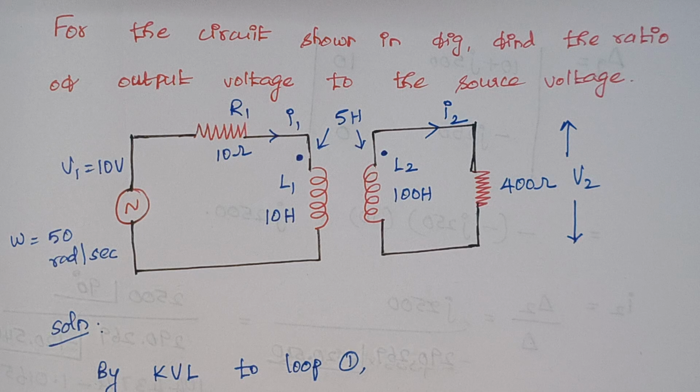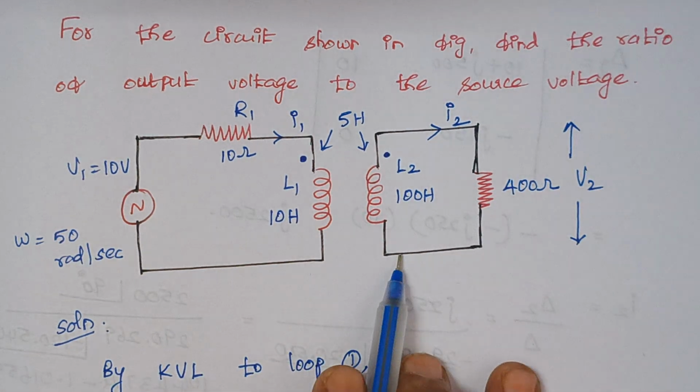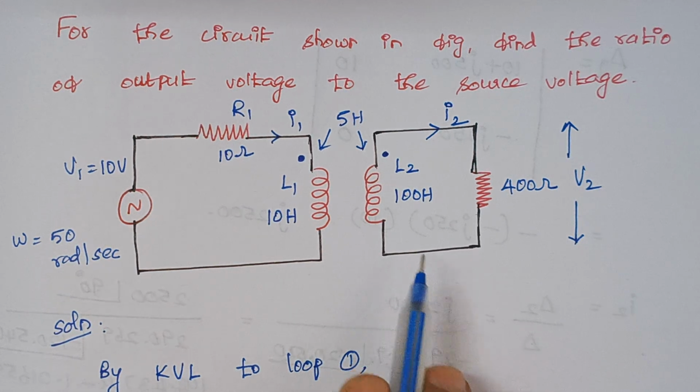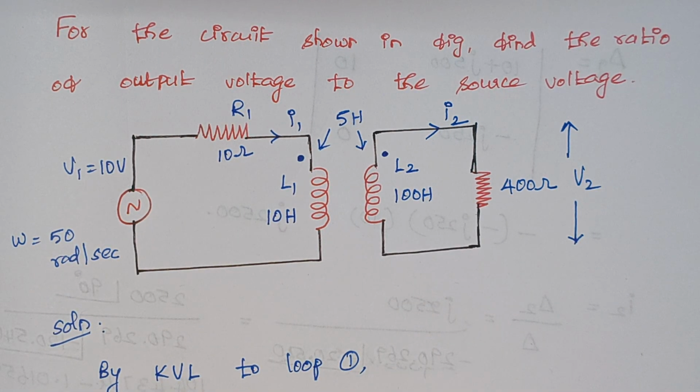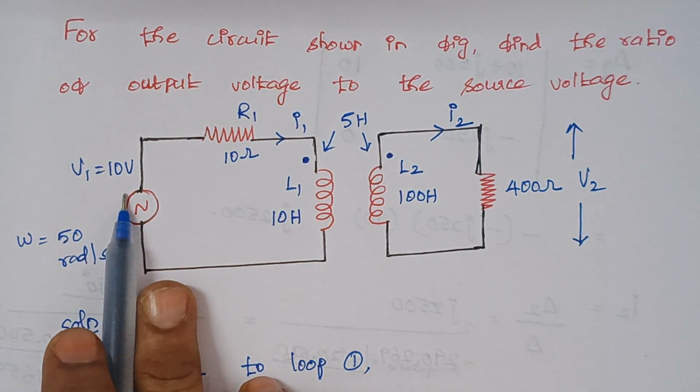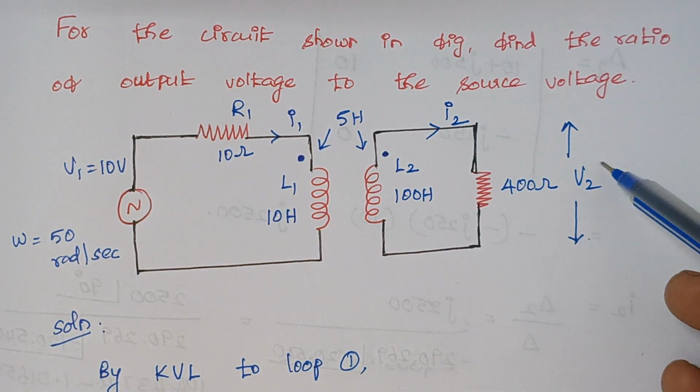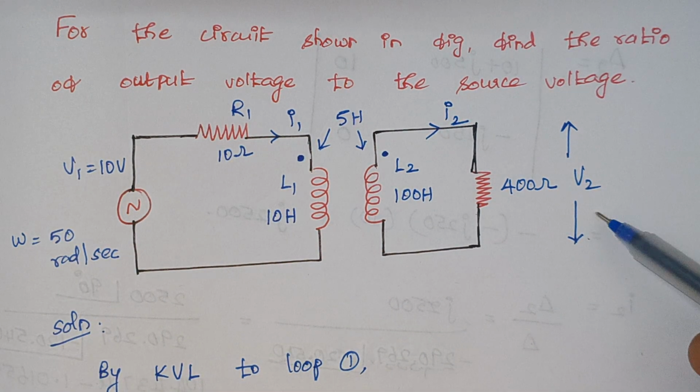The next problem is: for the circuit shown in figure, find the ratio of output voltage to the source voltage, right? So here this is the given circuit diagram. We need to calculate the output voltage, because input voltage V1 is directly given. Once we calculate the value of V2, we can find the ratio of output voltage to the source voltage here.